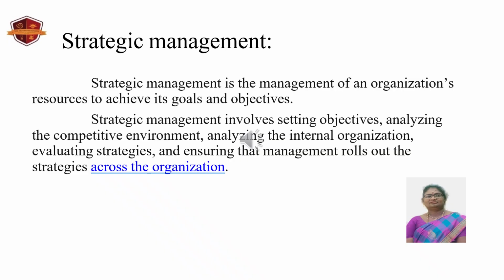Strategic management is how an organization works to achieve its goals and objectives. Strategic management mainly concentrates on the organizational goals. It is to analyze the competitive environment, focusing on the internal organization and the external organization. It has to be evaluated what strategies have been involved. The management must play the major role in involving their strategies across the organization. So this is the major thing in strategic management. Goals and objectives are the main thing we want to achieve in an organization.